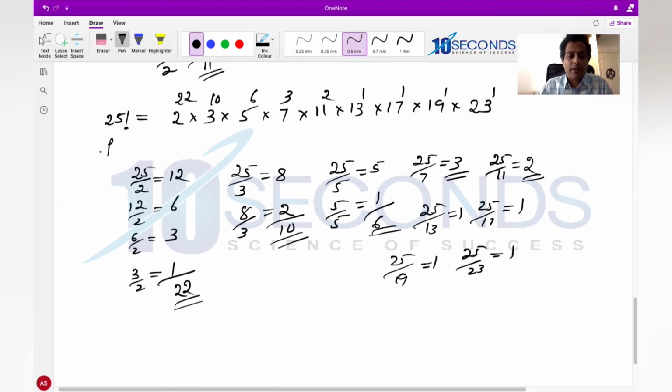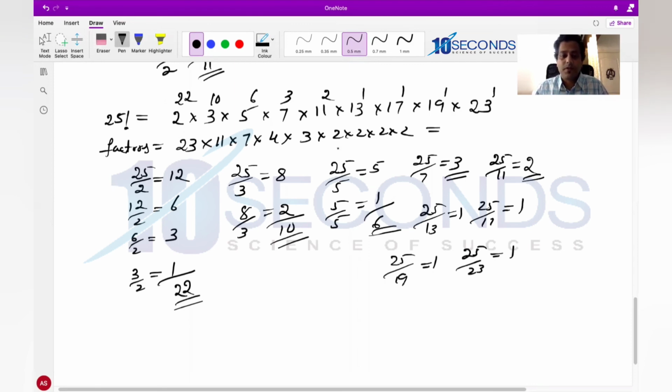So the number of factors is 23 into 11 into 7 into 4 into 3 into 2 into 2 into 2 into 2, because it's always m plus 1 into n plus 1, right? Okay, this is what it is. So the option can be something like this, not necessarily the same option.